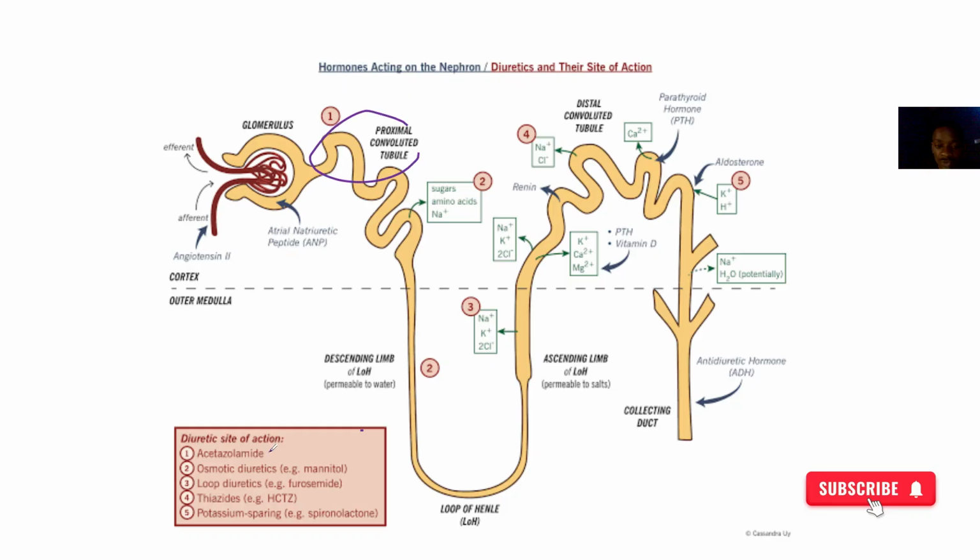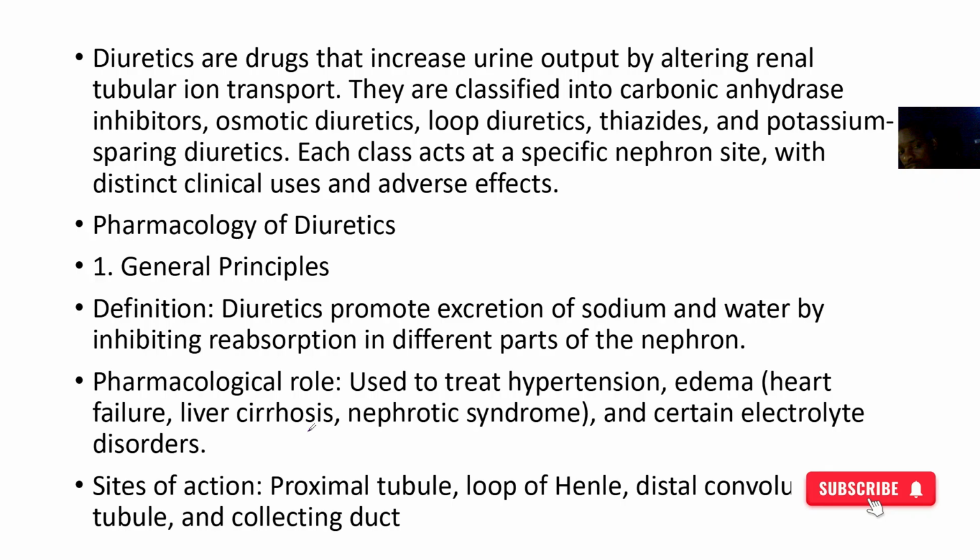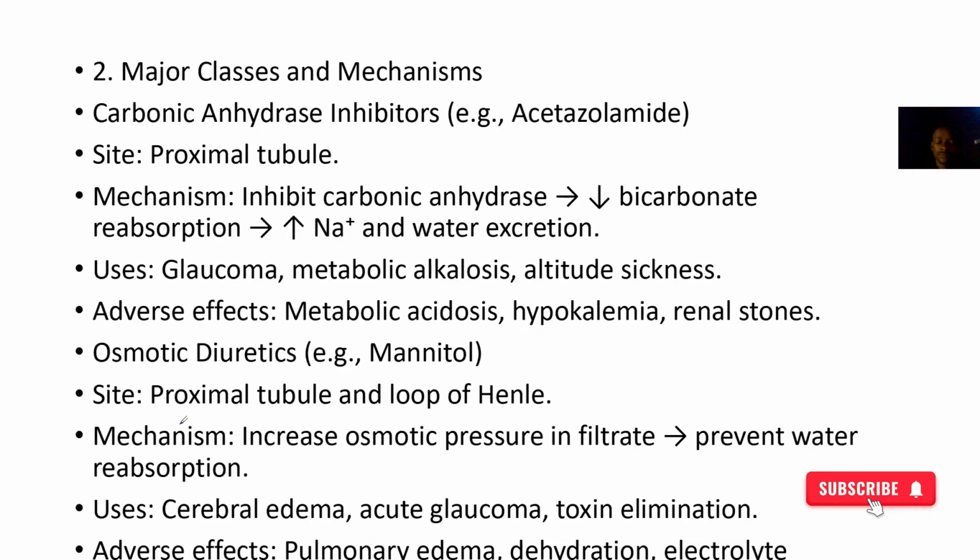You could see that they wrote acetazolamide, you understand? They act there, and they inhibit carbonic anhydrase, which is an enzyme. So there will be decreased bicarbonate reabsorption, and increased sodium and water output from the body. It is used in treating glaucoma, metabolic alkalosis, and altitude sickness. Adverse effects: it can cause metabolic acidosis, hypokalemia, and renal stones. You understand? When water is being excreted too much.